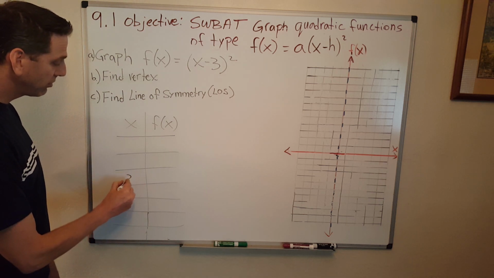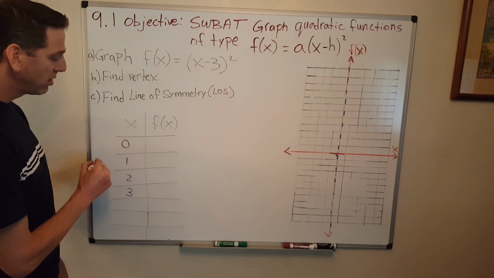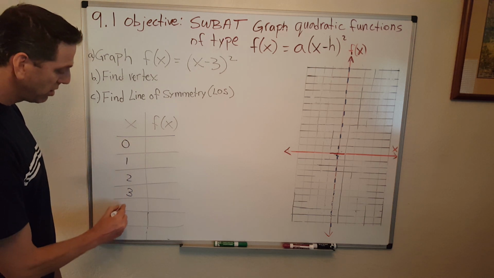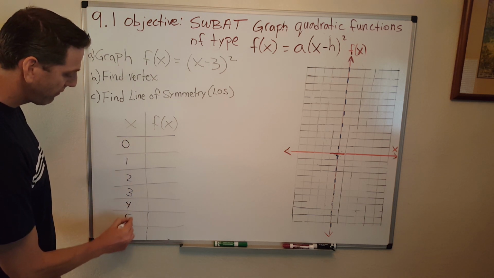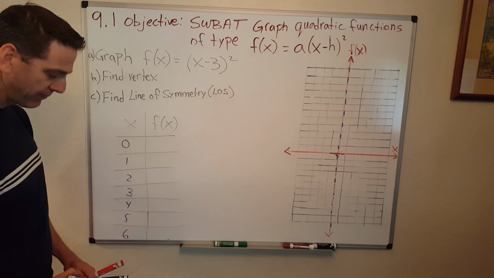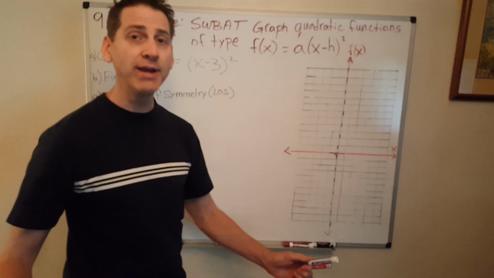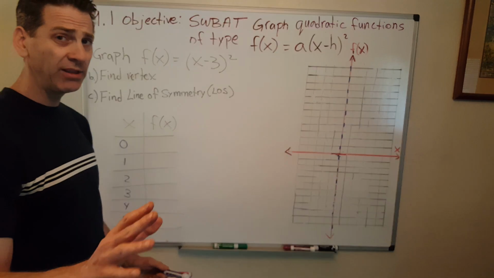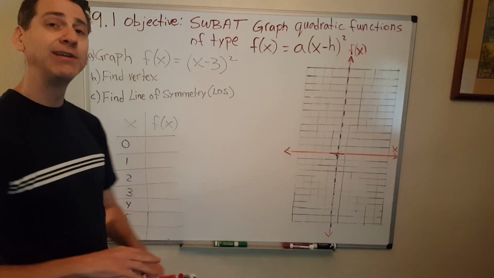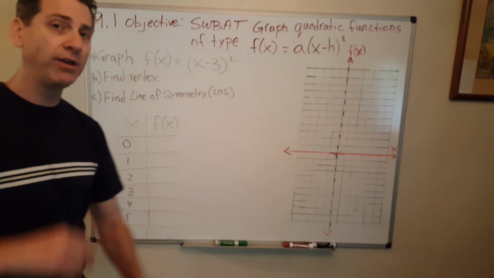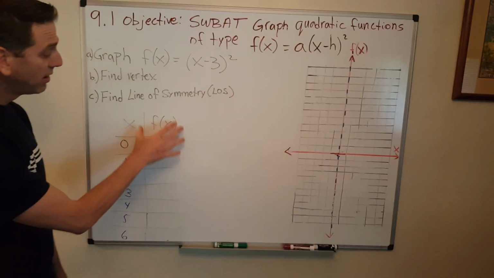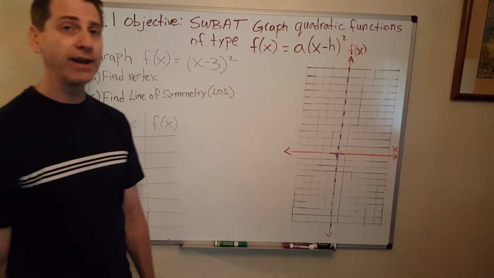I'm going to go 3 less and 3 more. So 3 less, I'm going to go 2, 1, 0. And now 3 more: 4, 5, 6. Now I have my x values. Again, the first thing, find your vertex, and then find 3 values less and 3 values more for your x values. Now let's go ahead and solve for f of x.